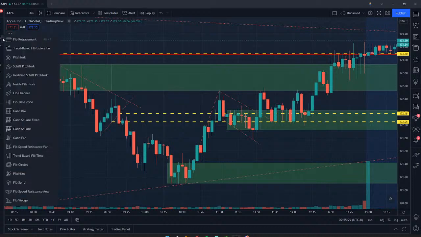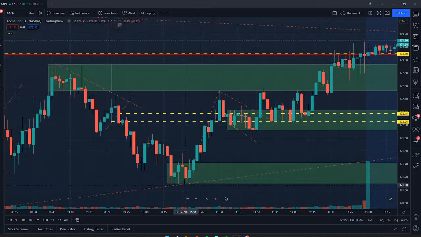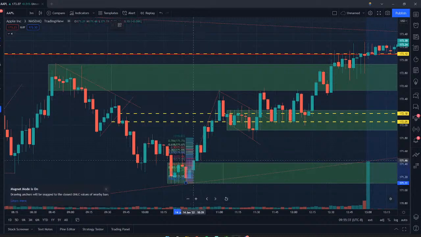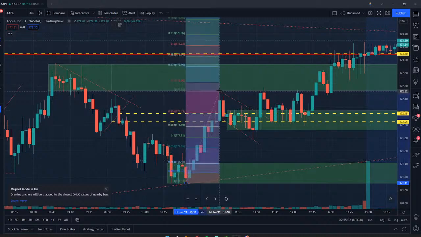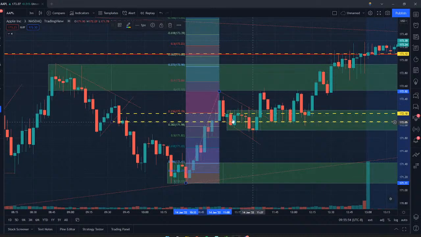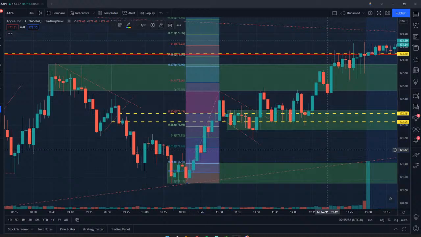On ThinkOrSwim, you draw your fibs one way, and on TradingView, you draw your fibs another direction. So, why is it so laggy? I don't understand. For your, and actually, you know what? I'm going to take it back. It has to be a bull flag. A bull flag is going to be a measured move.